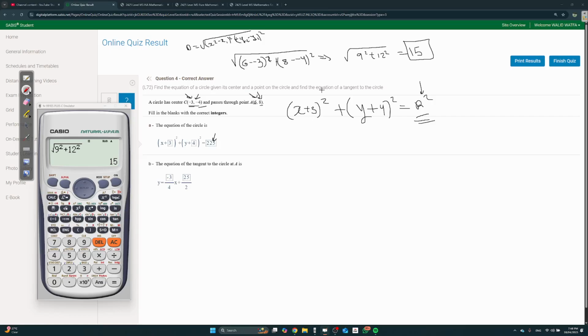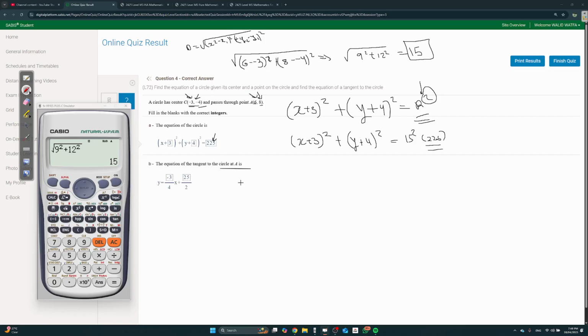Remember, it's x minus h squared plus y minus k squared equals r squared. You can't forget you have squared. So you're going to get x plus 3 squared plus y plus 4 squared is equal to 15 squared, which is just 225. Okay, what is the equation of the tangent to the circle at A?